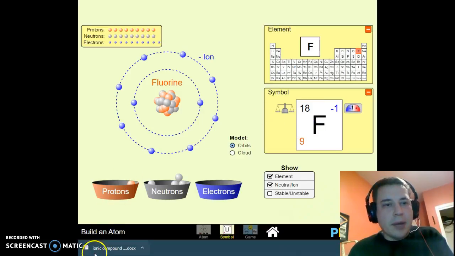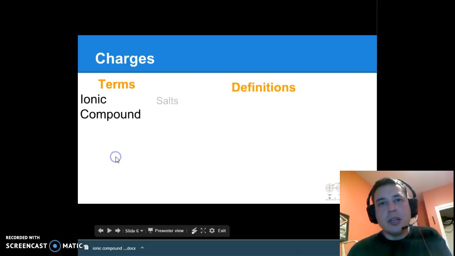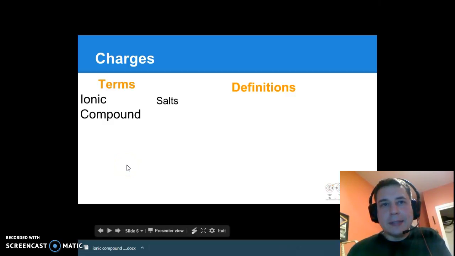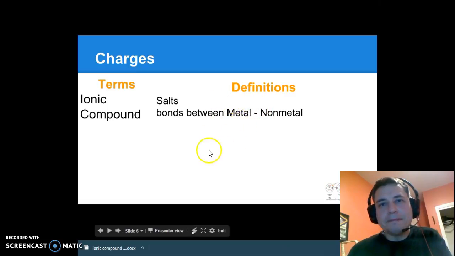ionic compounds. All right, so what are ionic compounds by definition? The common name for these are salts. The salt that you know as table salt is sodium chloride. But there's magnesium chloride, there's lithium chloride, there's lots of different salts. In general, it's a bond between a metal and a non-metal.